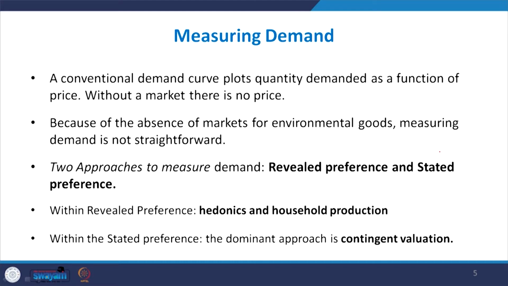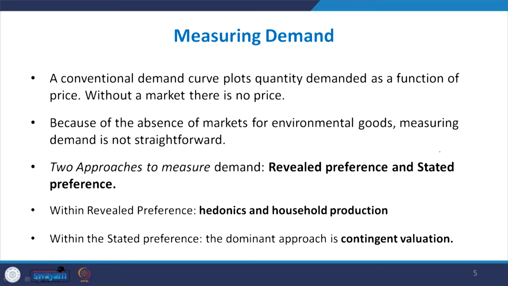Even then, there are two approaches to measure the demand. One is the revealed preference approach and the other is the stated preference approach. In microeconomics, you might have studied these two approaches. Within revealed preference, there are the hedonic approach and the household production approach, and within stated preference, one of the most dominant approaches is the contingent valuation method. We will make a brief discussion on these approaches.